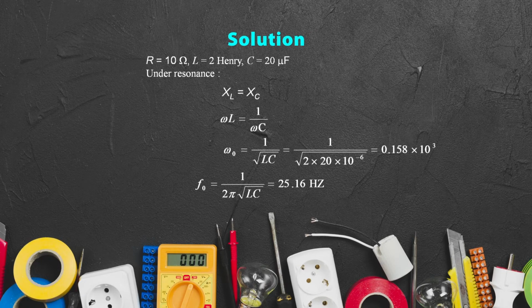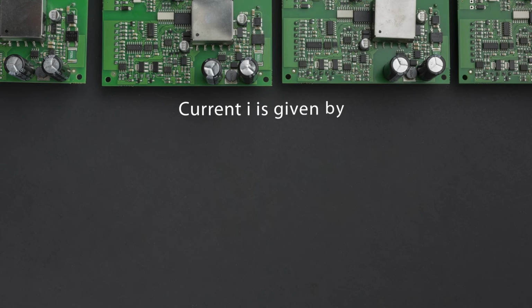Now for this given circuit, you have to find out the current, that means the current at the time of series resonance. As you know, current can be written as I equal to V upon Z. At the condition of series resonance, the total impedance of the circuit is equal to the resistance of the circuit. And what is the resistance of the circuit? That is equal to 10 ohm.